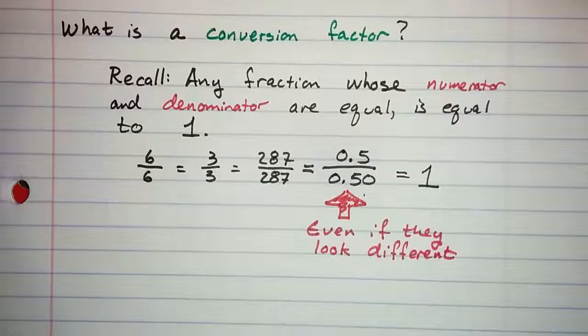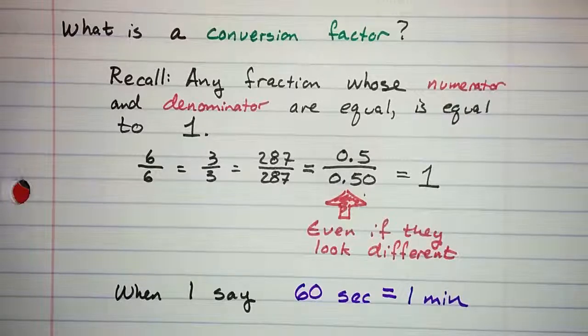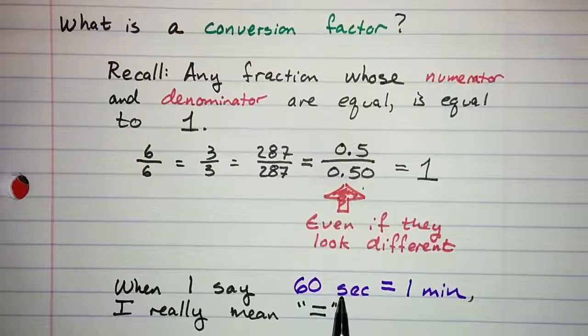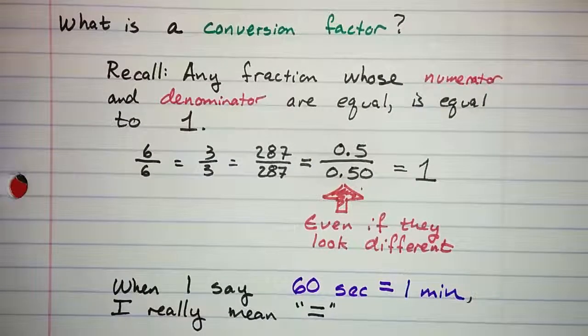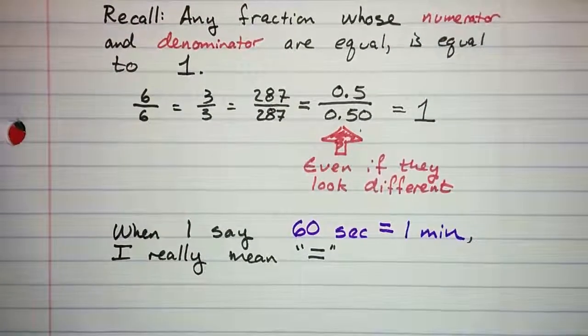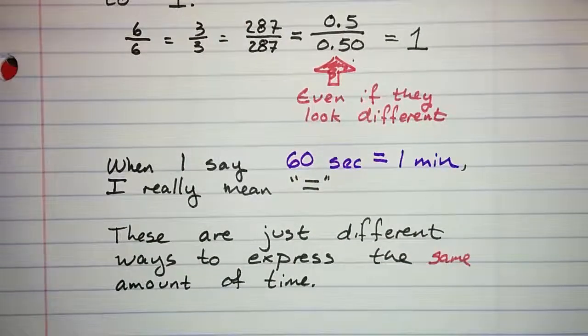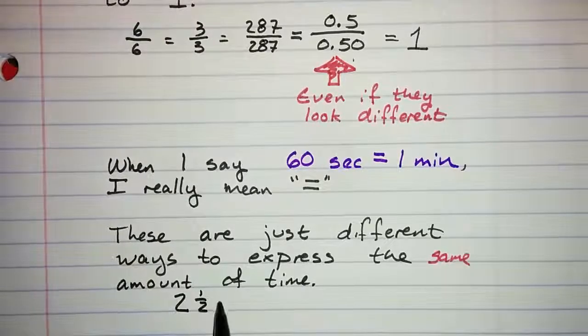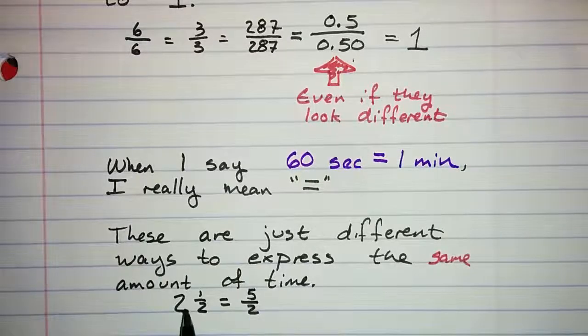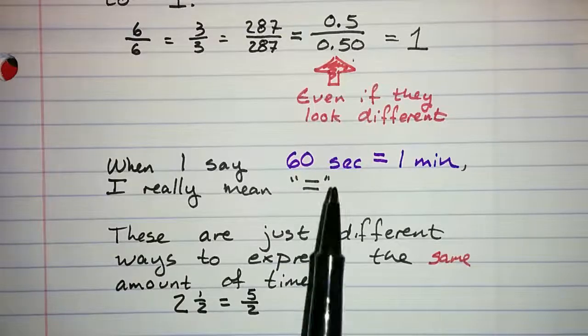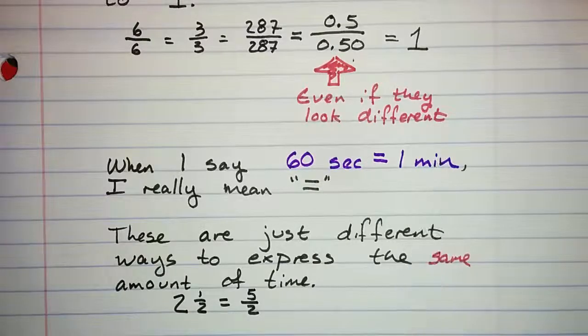Because when I say 60 seconds equals 1 minute, for example, I really mean equals. 60 seconds and 1 minute are just different ways of expressing the same amount of time. Right? So just like 2.5 and 5/2 express the same point on the number line, and so we say they're equal, 60 seconds and 1 minute express the same span of time, so we say they're equal.